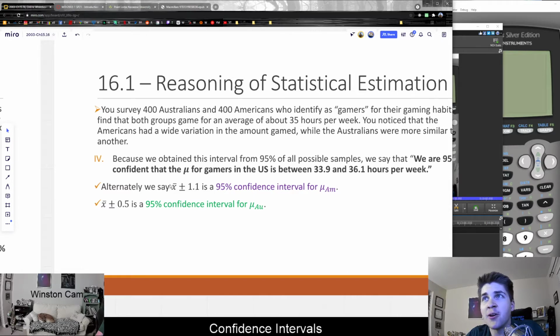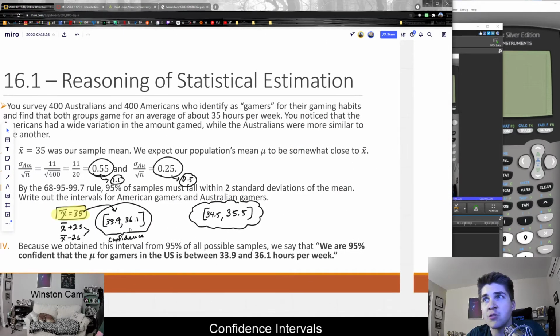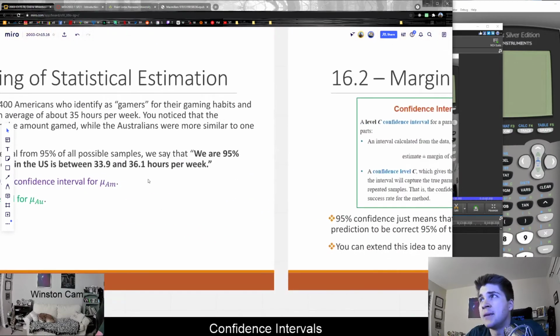And again, recalling, this is the sample mean, this is the American mean, and we've determined that our sample mean is 95% of the time close by the plus or minus 1.1. And similarly for the Australian gamers, we'd say that plus or minus 0.5 would be the confidence interval. It's just another way that it's written besides writing it in this sort of notation, but it has the same exact meaning. X bar plus 1.1, X bar minus 1.1, etc.